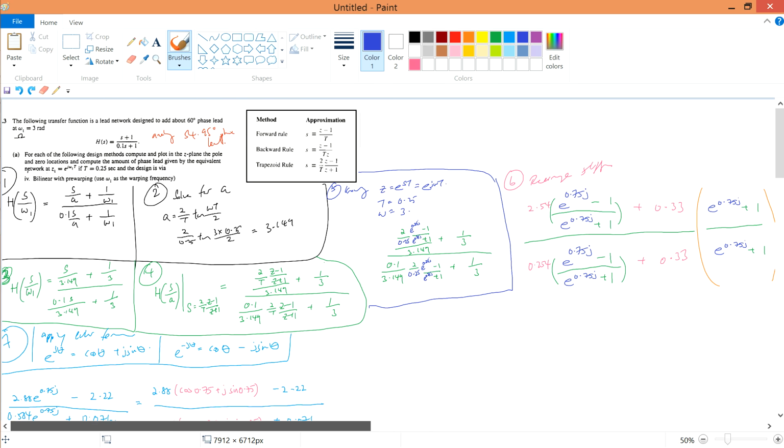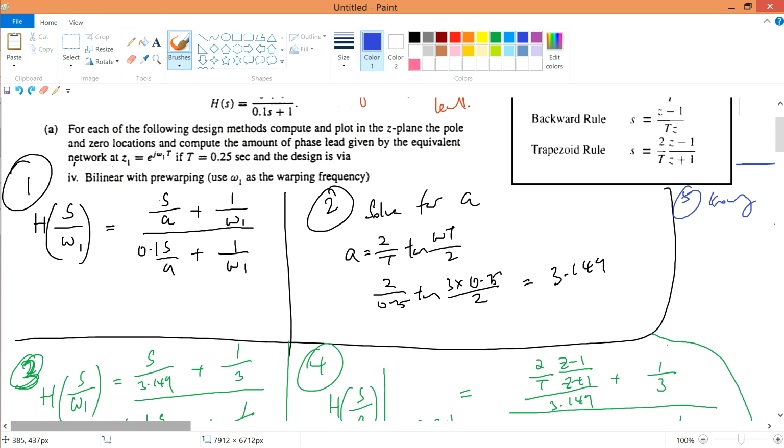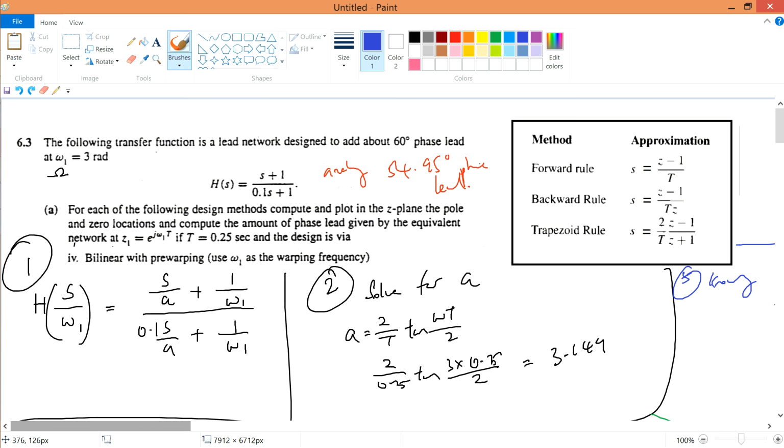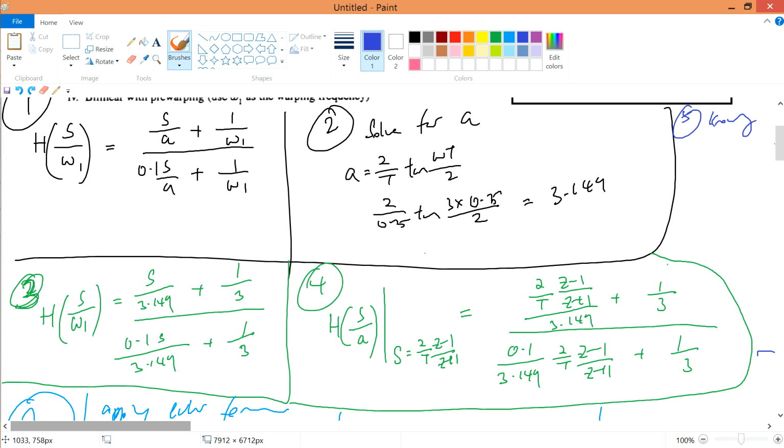So just a quick review. The first step: whatever s is in your transfer function, you change it to s divided by a. Whatever is not s, you divide it by the warping frequency that you want, omega 1. Then you solve for a using this formula. You need to memorize this formula. Next you sub in your a and your omega as the values that they want. Then I sub in my s as the trapezoidal. Normally the pre-warp is only applicable for trapezoidal, so you just put in the trapezoidal. It's simply doing the things that they want, just subbing in.